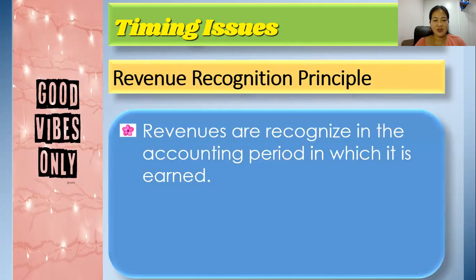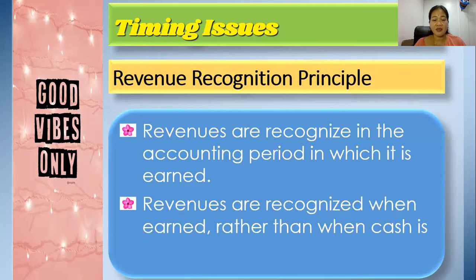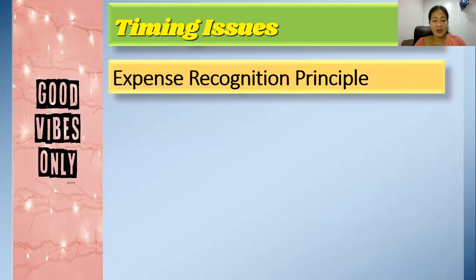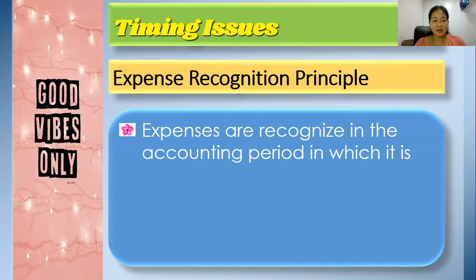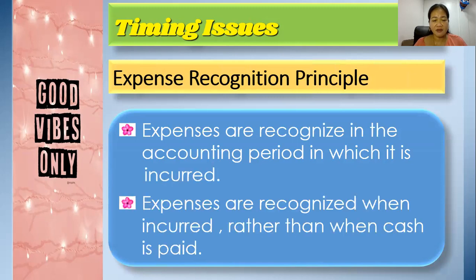Next, we have the revenue recognition principle. Under the revenue recognition principle, revenues are recognized in the accounting period in which it is earned. Revenues are recognized when earned rather than when cash is received. The expense recognition principle recognizes expenses in the accounting period in which it is incurred rather than paid. Expenses are recognized when incurred rather than when cash is paid.